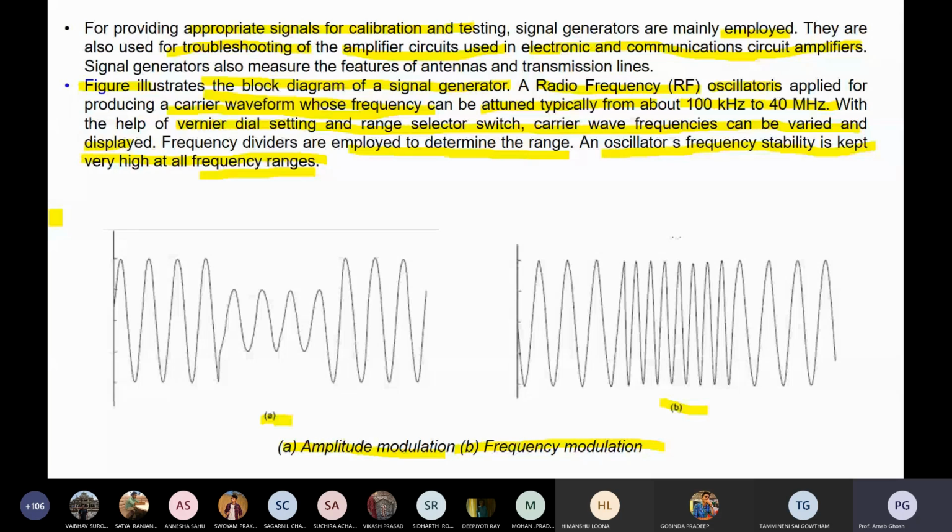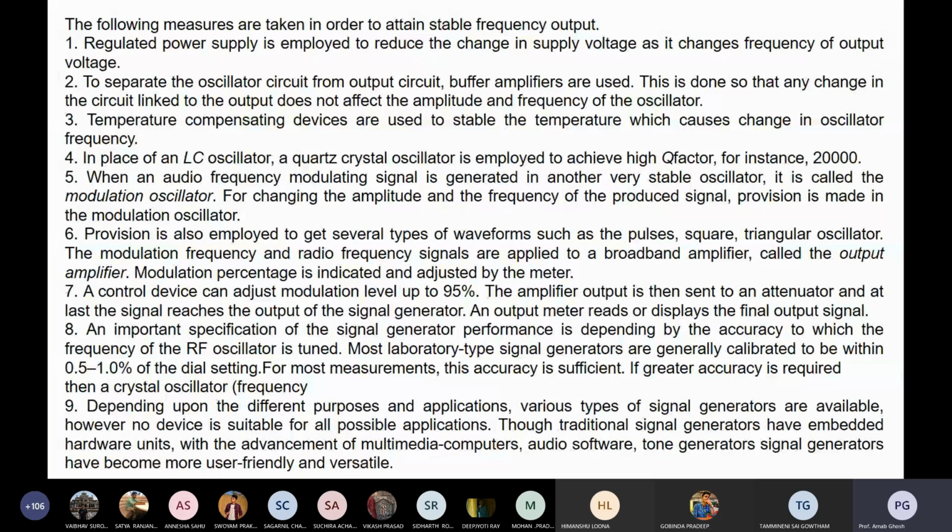So what are the most important working principles given here? LC filters are used, and the following measures can be taken to attain a suitable frequency output. A regulated power supply is required to reduce the change of frequency with the supply voltage. In a separate oscillator circuit, a buffer amplifier is used. A temperature compensating device is also suitable, because temperature changes cause oscillator frequency changes. So temperature should not change, since that may change the frequency, and you have to compensate for the change of temperature.